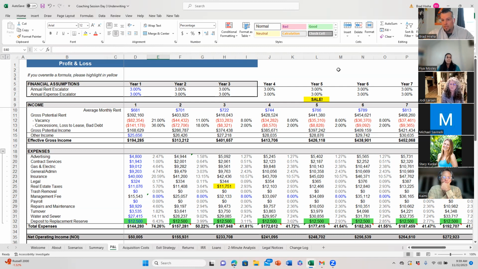Are there concessions being given? That way you know that if I think I can get $900 a unit, but everyone's taking $100 off for the first year, then maybe you can only get $800.